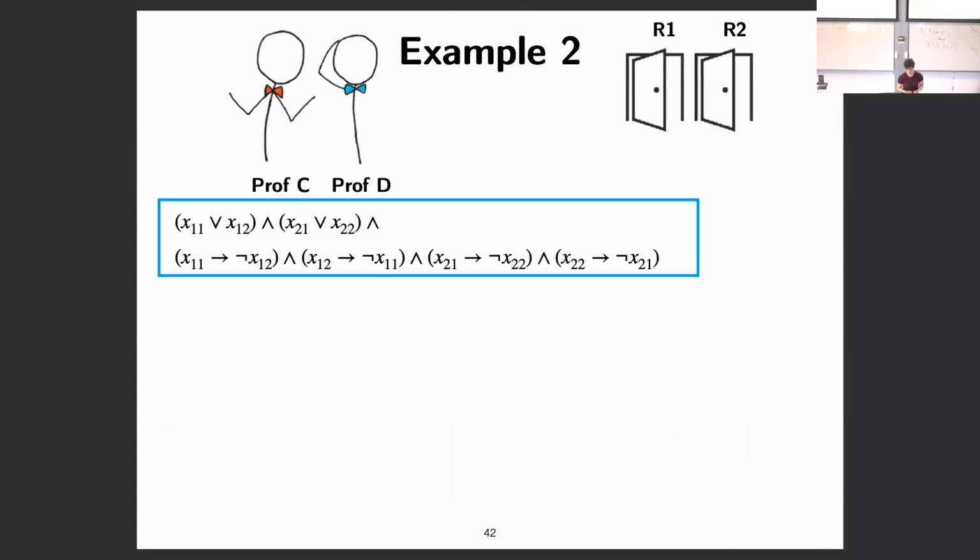If I want to encode my pigeons with opinions as DIMACS, because we don't have all day, I've got rid of some pigeons and I've also not allowed them to have opinions. So now we've just got two professors and two rooms. And my formula has now become either, so X11 or X12, so that says Professor One has a room.